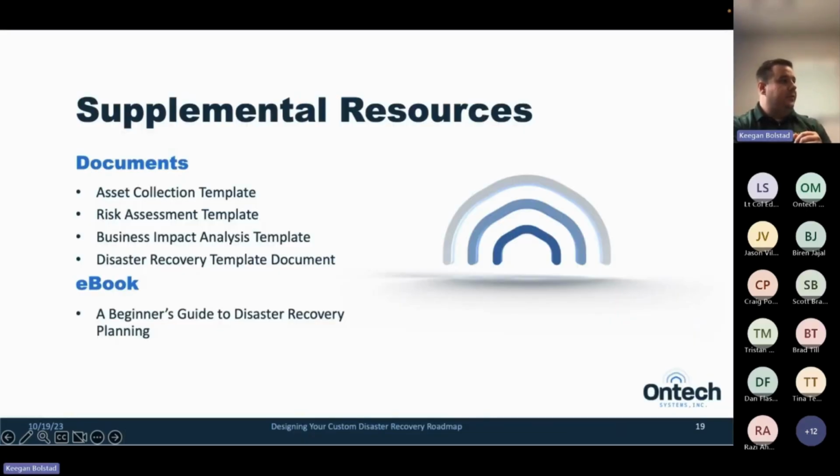Some supplemental resources for today that are going to get sent out. So we'll have an asset collection template, the risk assessment as the business impact template. So those will all be Excel sheets that will be provided. The business disaster recovery template document is contained within that roll-up. We will have today's presentation in there too. That did get asked, so yes, that will be in there. And then the ebook, Acronis has another great resource in that ebook titled "A Beginner's Guide to Disaster."